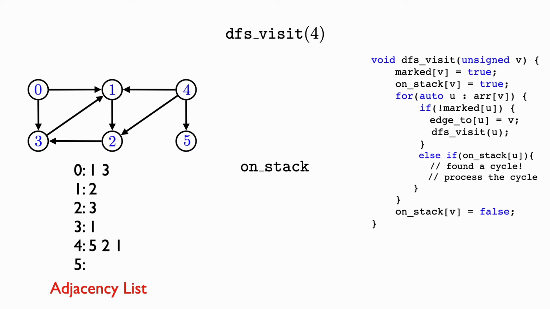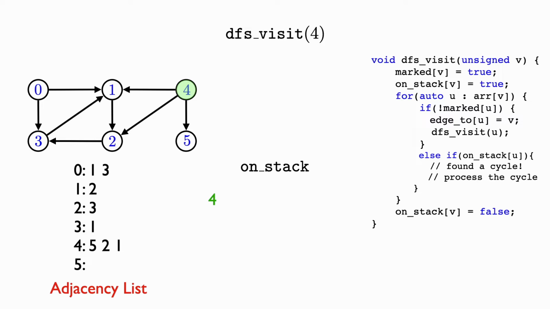So let's see what happens when we run DFS visit starting on vertex 4. So again, note that there is a cycle in this graph between vertices 1, 2, and 3 that's reachable from vertex 4. Okay, so we call DFS visit on vertex 4. So vertex 4 becomes marked, and we set the corresponding entry of on stack to be true. I'm going to represent the on stack array like this with green and red colors. So when a vertex goes on stack, I'll put the vertex number in green, and when it goes off stack, I'll put the vertex number in red.